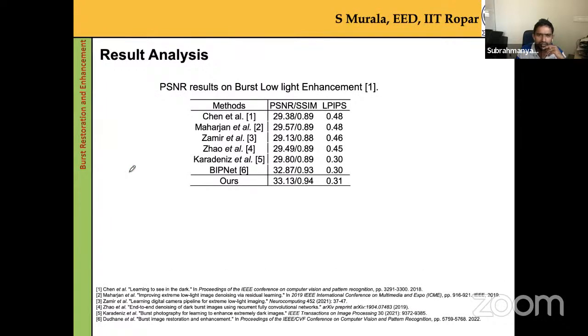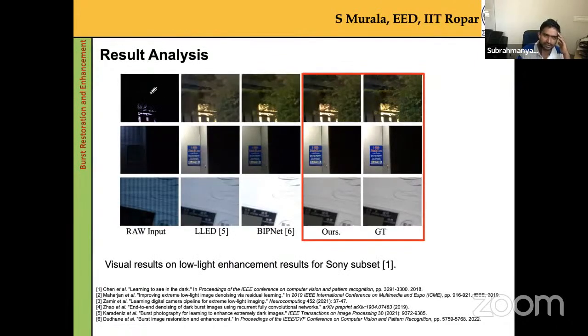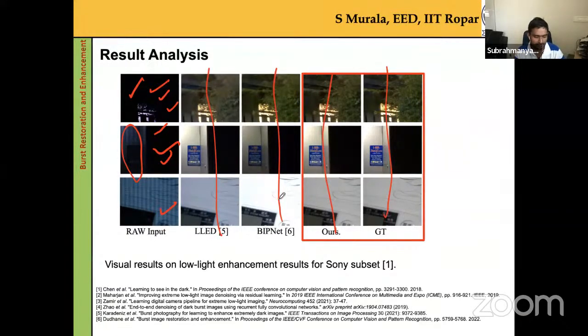Again, these are the quantitative results for low light image enhancement. In low light image enhancement, you are not able to see anything here. If I go for the transformer block based attention mechanism, this is a very important region we need to restore, and it already has some information that needs to be improved further. This is our result, these are the ground truths, and these are the results of the existing methods.